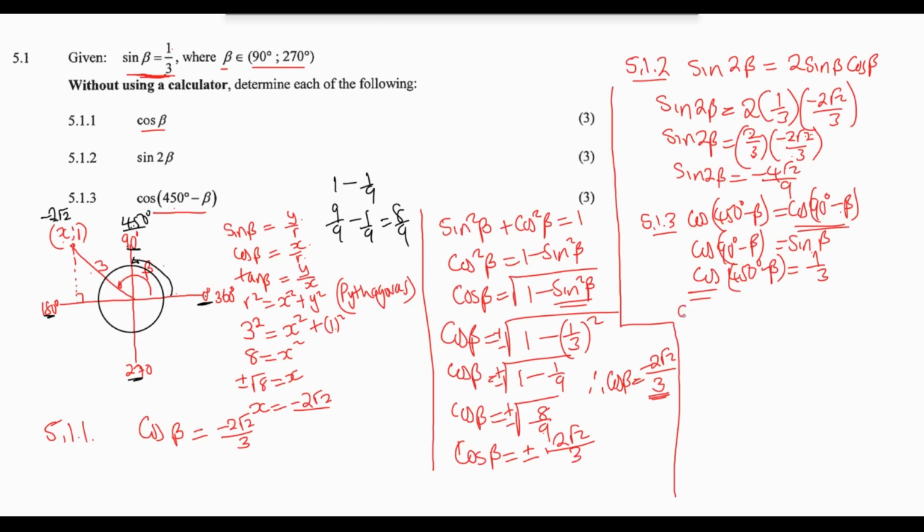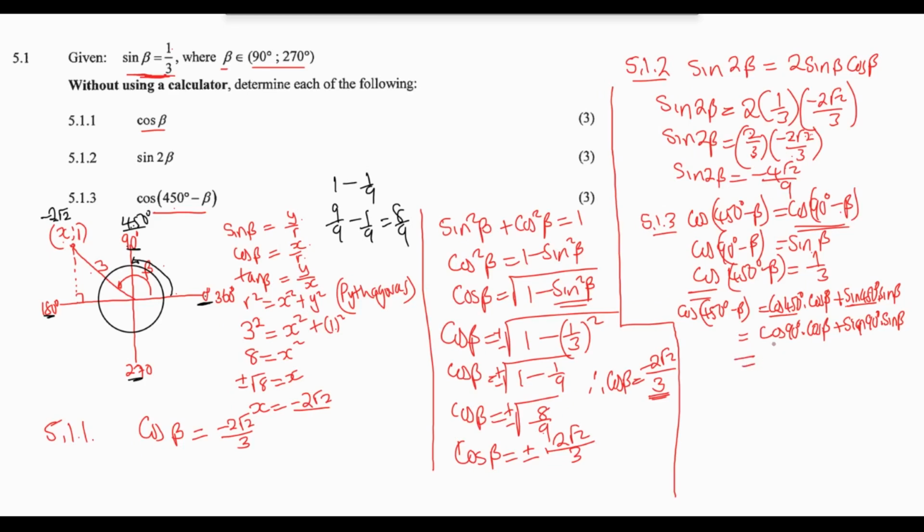Right? We can also use the compound angle formula. Let's try to do that. Cos 450 degrees minus beta is equal to cos 450 degrees cos beta, and then plus, because of this minus here, sine 450 degrees sine beta. We said cos 450 is the same as cos 90, and sine 450 is just the same as sine 90. So this is equal to cos 90 degrees times cos beta, plus sine 90 degrees times sine beta.